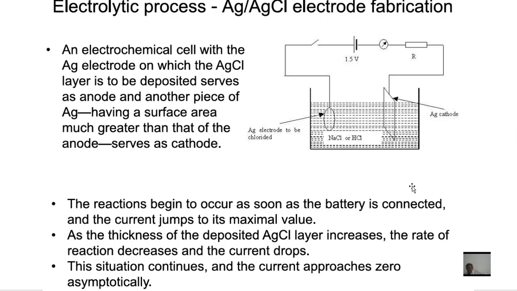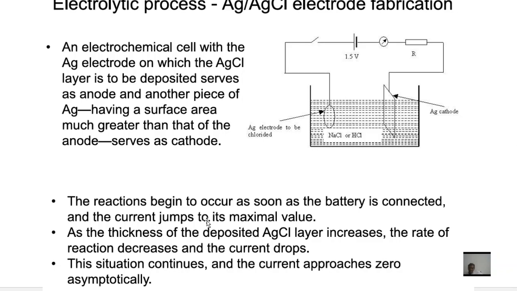An electrochemical cell with the Ag electrode, silver electrode, on which the AgCl layer is to be deposited, serves as the anode, and another piece of Ag having a surface area much greater than that of the anode serves as the cathode. Here on the left side we have the anode which is connected to positive, and on the right side we have the cathode which is connected to the negative. It is immersed in sodium chloride or hydrogen chloride solution.